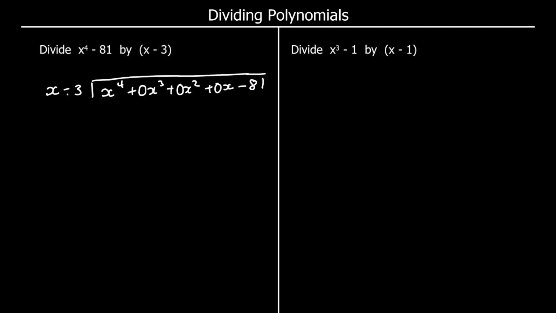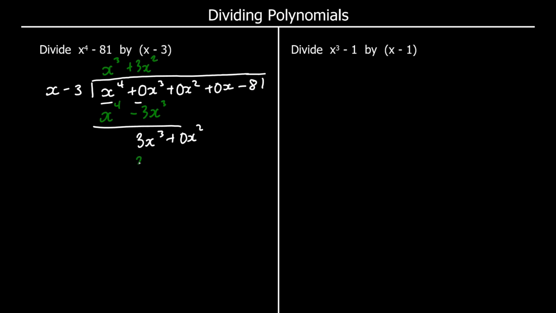X to the power of 4 over x is x cubed times by x cubed. So x to the power of 4 minus 3x cubed. Take away. So x to the power of 4 minus x to the power of 4 is 0. That's always the case, if we've done it right. 0 minus minus 3x squared, 3x cubed, is 3x cubed. Bring down the next term. 3x cubed over x is 3x squared.